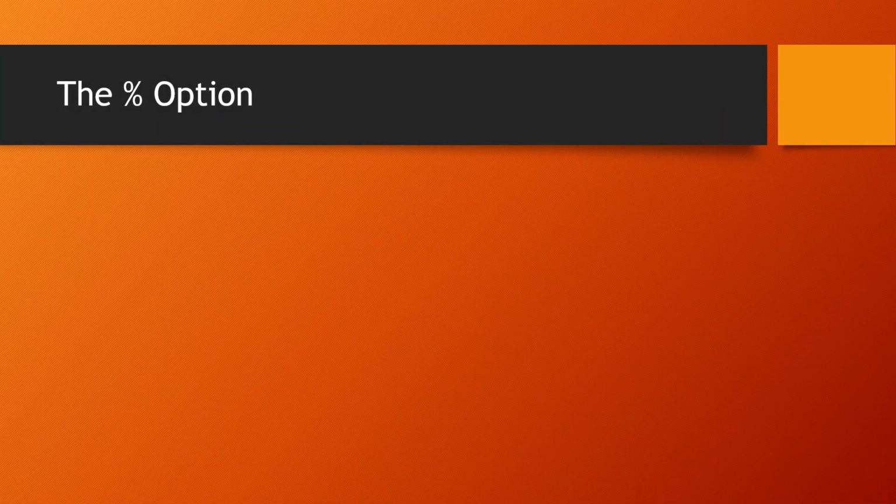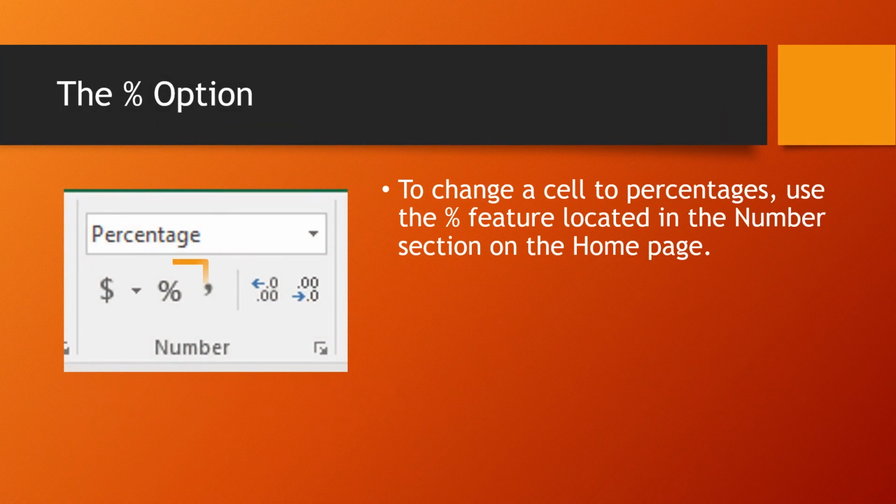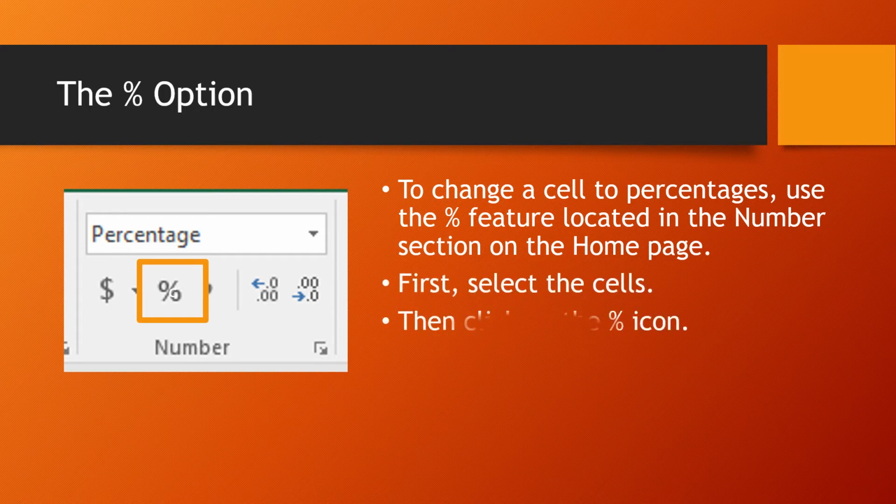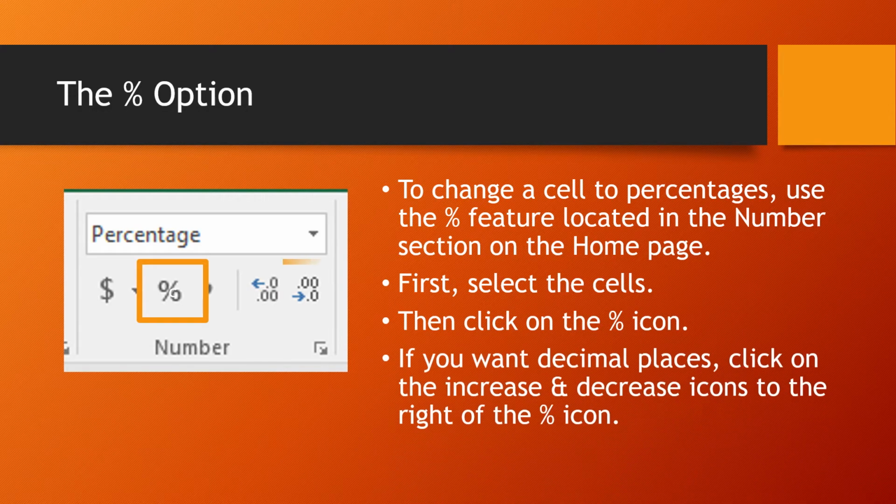The percentage option. To change a cell to percentages, use the percentage feature located in the Numbers section on the Home tab. First, select the cells. Then click on the percentage icon. If you want decimal places, you can use the increase and decrease icons to the right of the percentage icon.